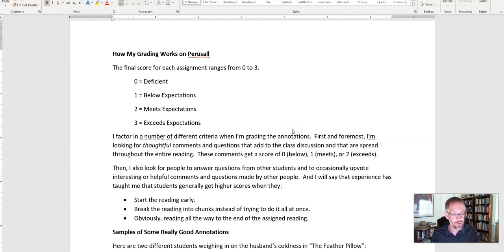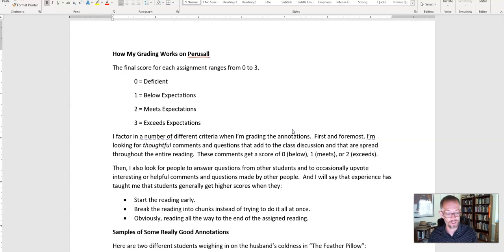Once you finish an assignment, and I grade it, you get a score from 0 to 3 on that assignment. So we did 3 assignments this week, right? One for the Feather Pillow, one for Little Red Riding Hood, one for the Company of the Wolves. Each one of those will get a score ranging from 0 to 3.